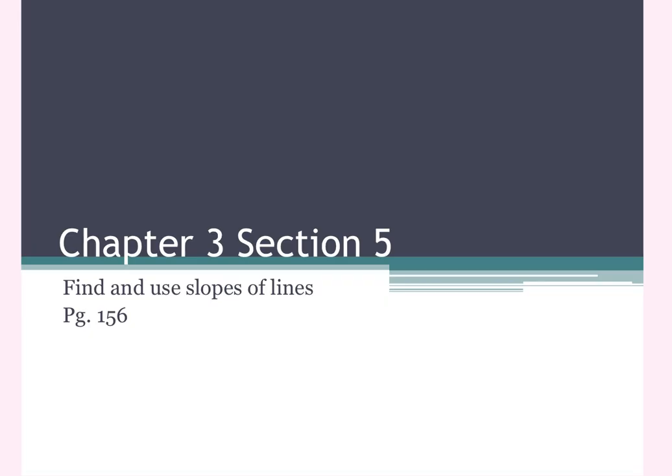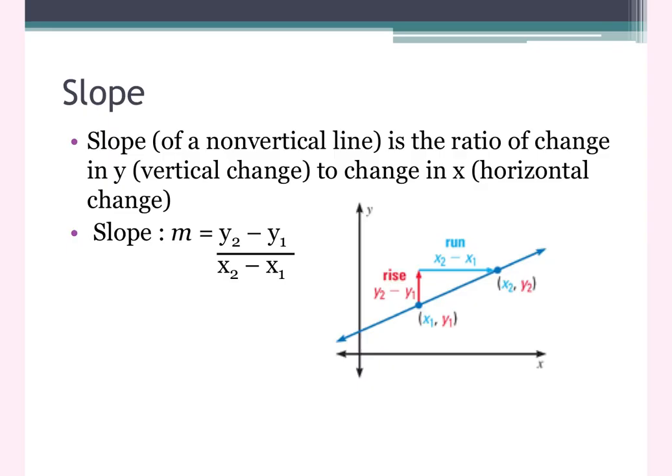All right, 3.5 is the last section in the chapter, and it is using slopes of lines. Hopefully this seems relatively familiar because you talk about slopes a lot in Algebra 1. And if not, here's a good refresher. So we talk about the definition of slope first. Slope of non-vertical lines is the ratio of the change in y, or the vertical change, to the change in x, or the horizontal change. It's also known as rise over run.